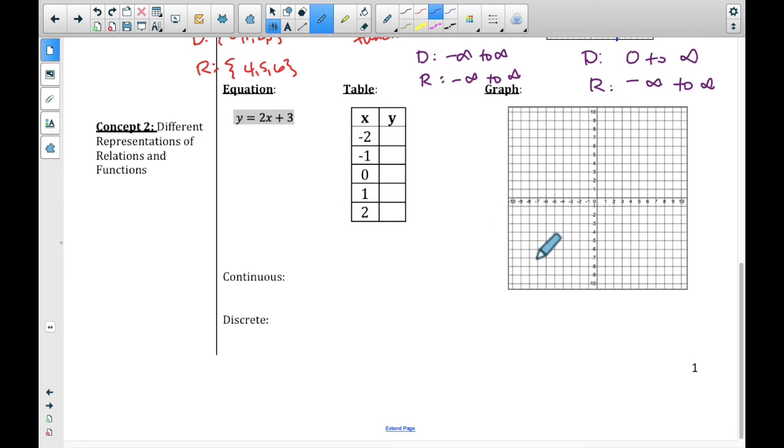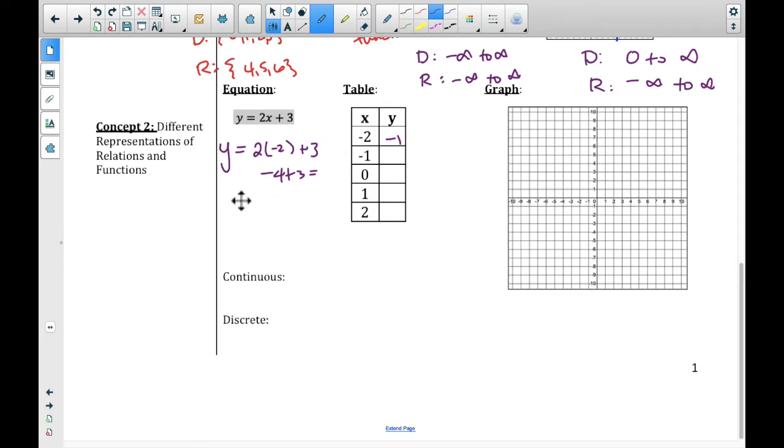Okay, we can also express functions in at least 3 different ways: as an equation, as a table, and as a graph. And each of these is a different way to represent a function. But they all should go together. So for instance, we should know how to plug numbers in. If we plug in a -2, we're going to plug it in like this and work it out. And that's -4 plus 3, that's -1.